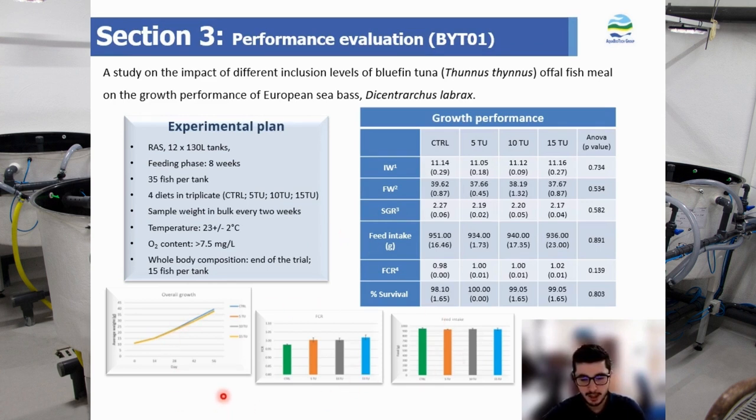This is how growth performance generally looks when you plot the data into a graph. And as you can see from the table, all the main indices were analyzed. So the initial weight has to be checked, and there must not be any significant difference among the replicates and among the treatments, otherwise the study is already a failure before starting. The final weight was analyzed with ANOVA and the respective p-value, so there was no significant difference. The SGR, or specific growth rate, feed intake in grams, FCR, or feed conversion ratio, and the percentage of survival.